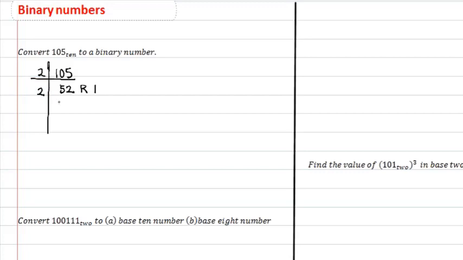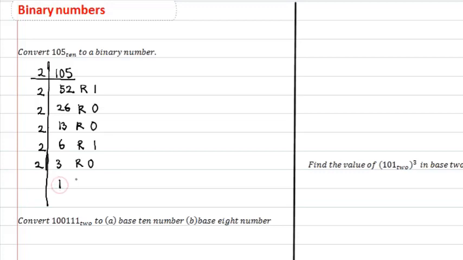52 divided by 2, that's 26, remainder 0. Again 26 divided by 2, that's 13, remainder 0. 13 divided by 2, that's 6, remainder 1. 6 divided by 2, that's 3, remainder 0. 3 divided by 2 will give us 1, remainder 1. So 1 divided by 2 will give us 0, remainder the same 1.